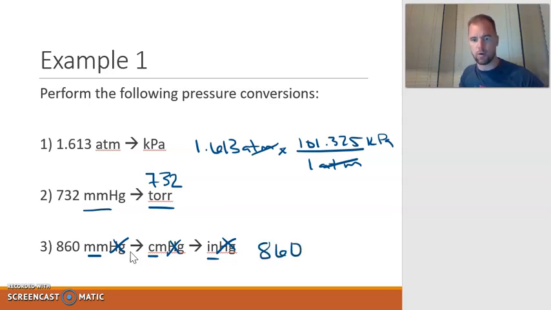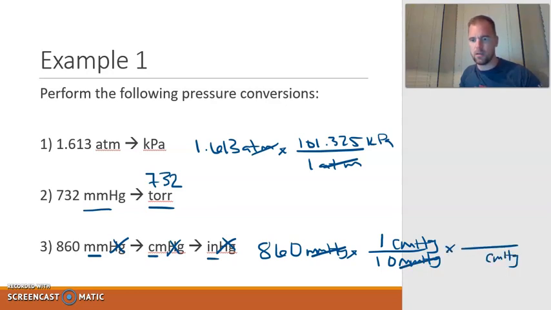So first I want to convert 860 millimeters of mercury into centimeters. Okay, so millimeters of mercury on the bottom, centimeters of mercury on the top. Ignore the fact that it's mercury. Just think millimeters to centimeters, right? Well, the centimeter is the larger unit of the two. So for every 1 centimeter, there are 10 millimeters. And so that'll cancel out that. And then to go from centimeters of mercury to inches of mercury, once again, ignore mercury. Just think centimeters to inches. For every 1 inch, there are 2.54 centimeters. And so that'll cancel out my centimeters of mercury. And that's how you would convert into inches of mercury.